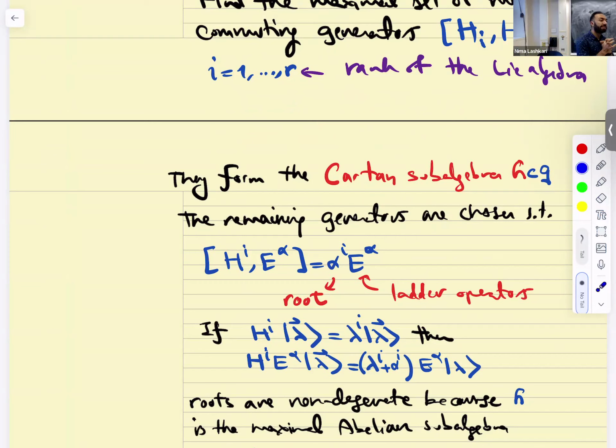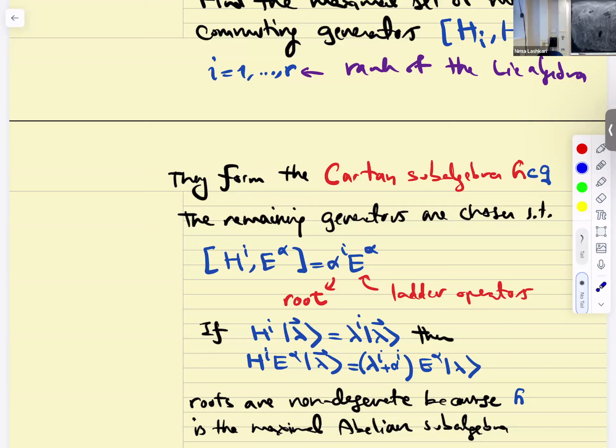The remaining generators, we're going to organize them in terms of raising and lowering operators. So in your head, this is how you should think of this. This is a generalization of the simple harmonic oscillator. H is the number operator. E alpha is a bunch of them. Let's say you just have one of them. Sorry, it's a creation operator. And this is called the root. It tells you, when you act with this creation operator, how much energy you add.